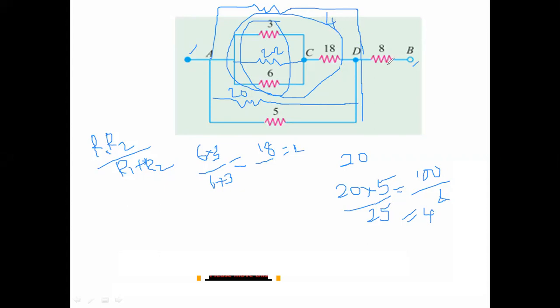And now 4 ohms and 8 ohms are in series. Then 8 plus 4 becomes 12 ohms. So the total resistance across A and B is equal to 12 ohms. Like this we can find the series and parallel resistances. I think we got this clearly.